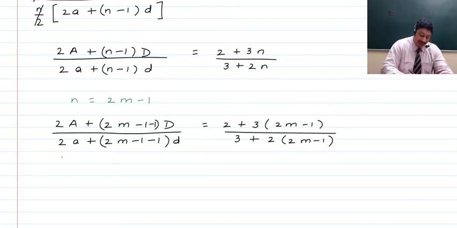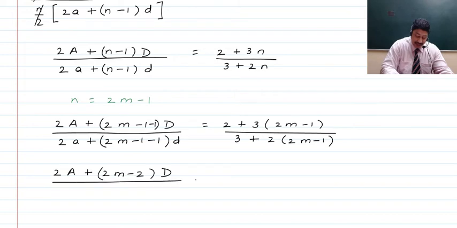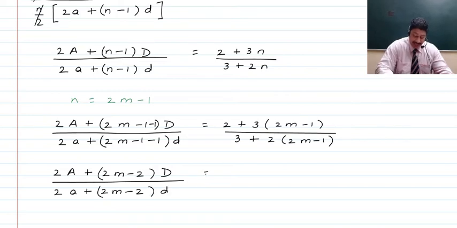And further guys, in the next step this is going to become equal to 2a plus 2m minus 2 times of capital D, divided by 2 times of small a plus 2m minus 2 times of small d, right? And that guys is going to become equal to 2 plus 3 into 2 is 6m minus 3 divided by 3 plus 4m minus 2, right?